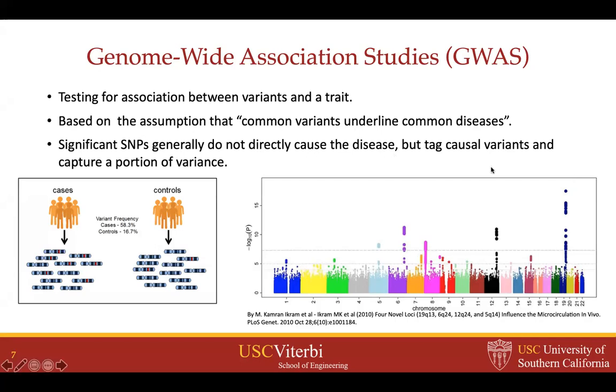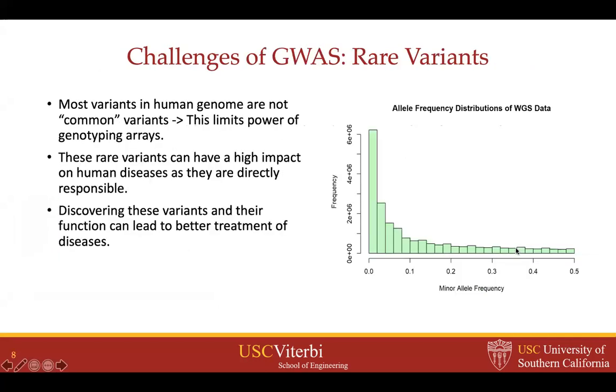But these SNPs that you find are not the causal variants. The SNPs are correlated or associated with the causal variants. Again, this is an example of the distribution of allele frequency. Depending on the frequency, most of the variants are very rare variants, and it has a long tail of the more common variants. But these rare variants can have an impact on human diseases.